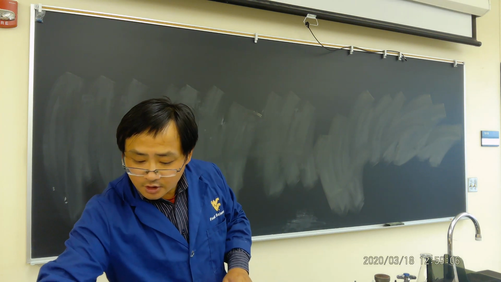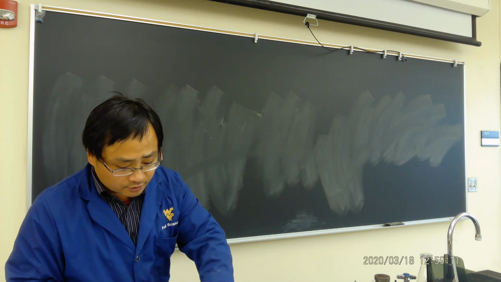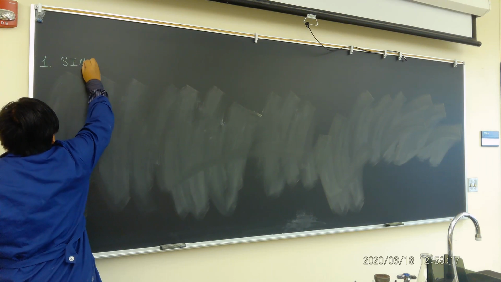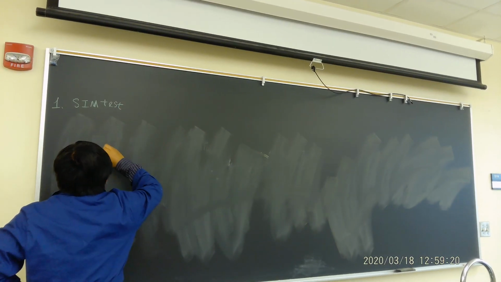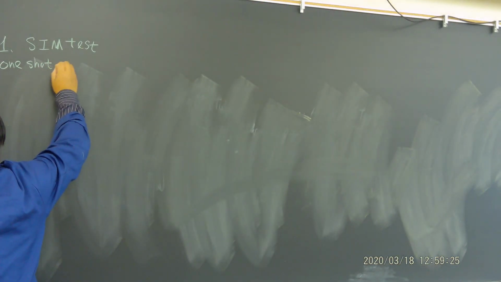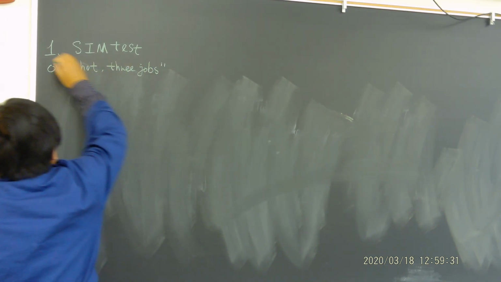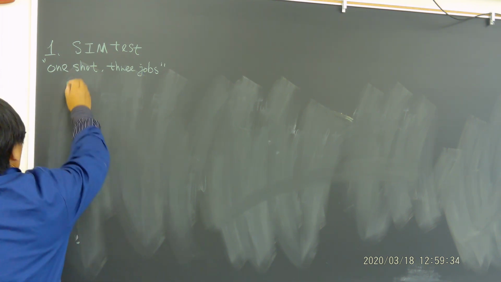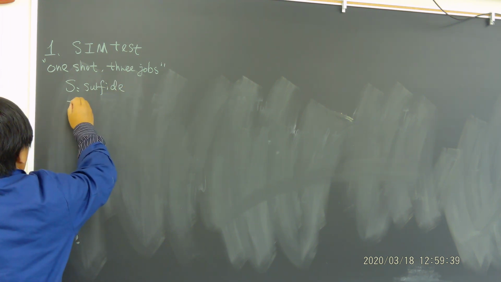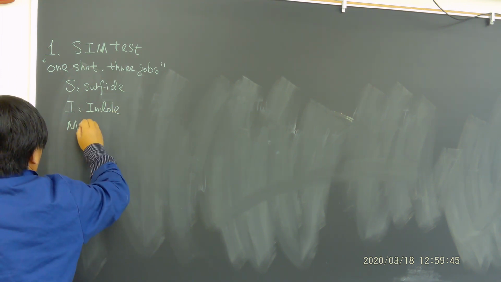Okay. Now other tests we will do 3 more tests. So what are those 3 tests? Number 1 is called the SIM test. SIM test we call it 1 shot, 3 jobs. Okay, so what are they? S means sulfide. I indicates indole. And M means motility.